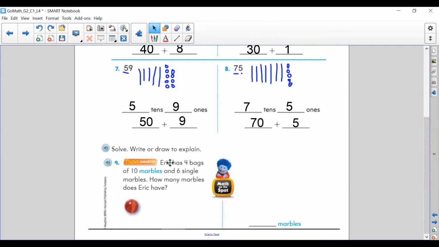Okay, moving down, we're coming to math on the spot. Now here is our problem. Eric has 4 bags of 10 marbles and 6 single marbles. How many marbles does Eric have? You might want to keep your paper handy as we watch the math on the spot video and solve the problem with our puppet friend, and you can do exactly what they do in the video. You can do that on your paper. Okay, so let's switch over and watch that math on the spot video.